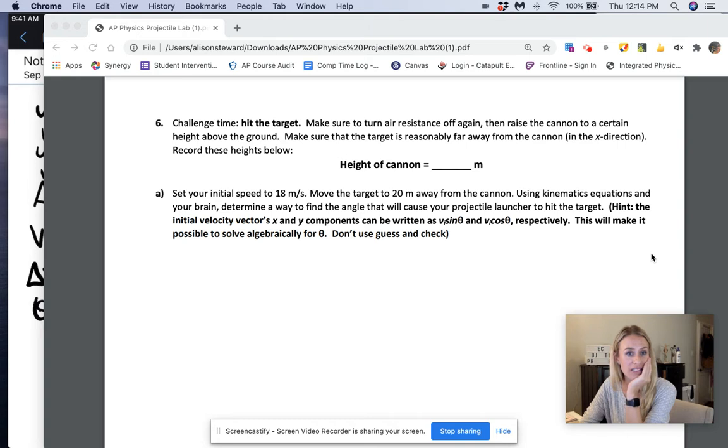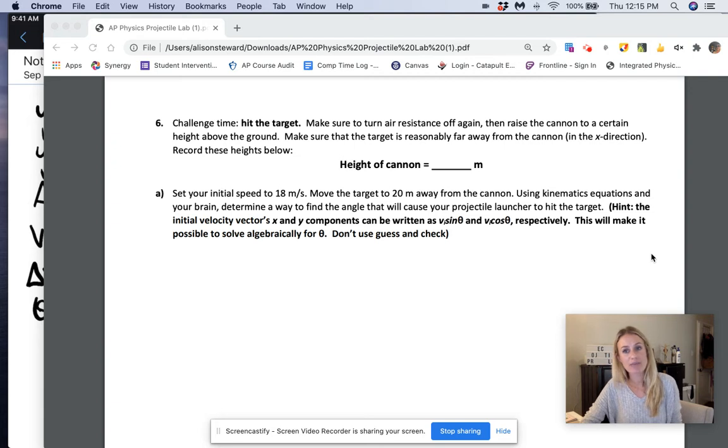And then it says we want to set the initial speed to 18 meters per second. So this is like the hypotenuse of our triangle. That's the magnitude of the velocity, the total velocity, so not split up into x and y components yet. Now it says move the target away 20 meters from the cannon. That's going to be our range, or our delta x, our change in x position.